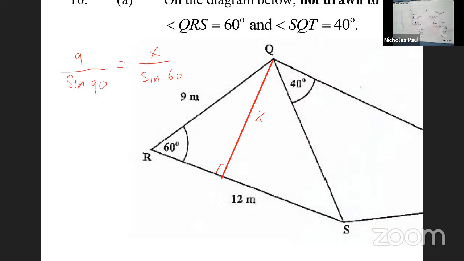Right, so it's always nice to draw the triangles so you will see what you're working with, right? Right, very good.